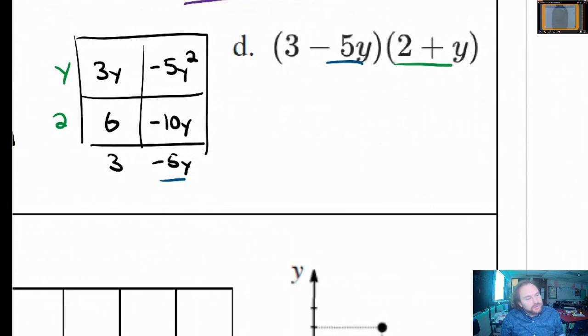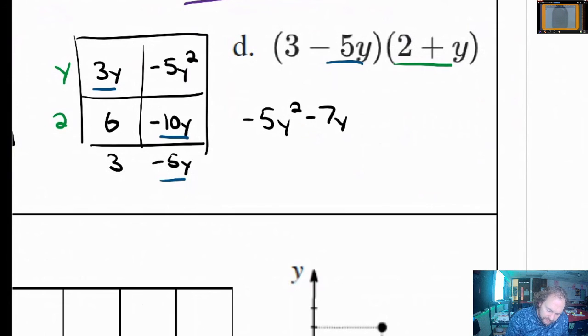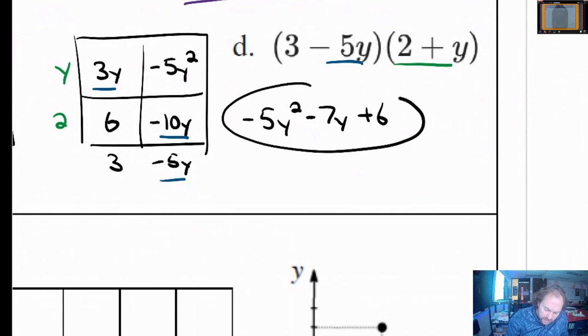And now all we got to do is add it all together. We'll put the negative 5y squared in front. We're going to combine negative 10 plus 3 to make negative 7y, and then finally plus 6. That is, again, the best answer for this.